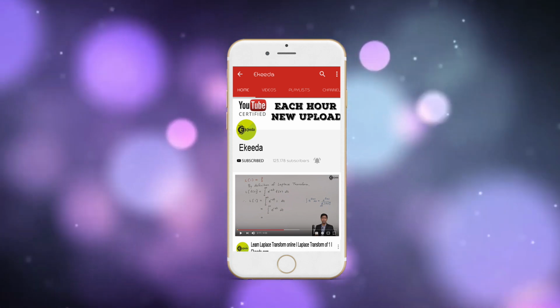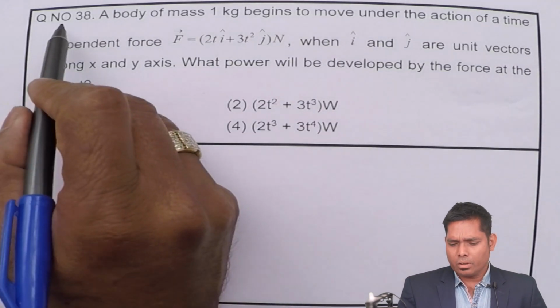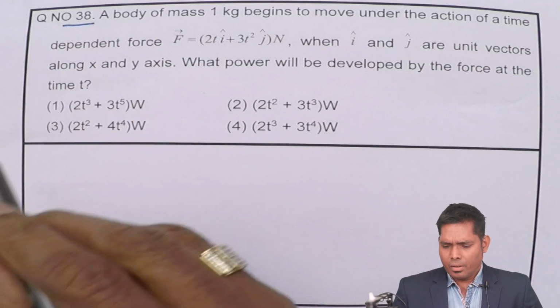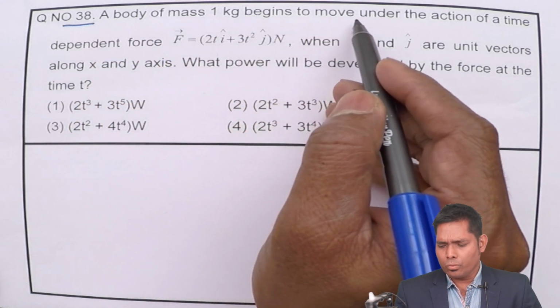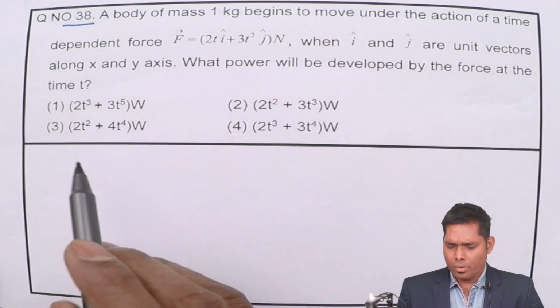Students, in this video we'll discuss question number 38 of NEET physics paper 2016. Students, let us solve question number 38. It says a body of mass 1 kilogram begins to move under the action of a time dependent force.